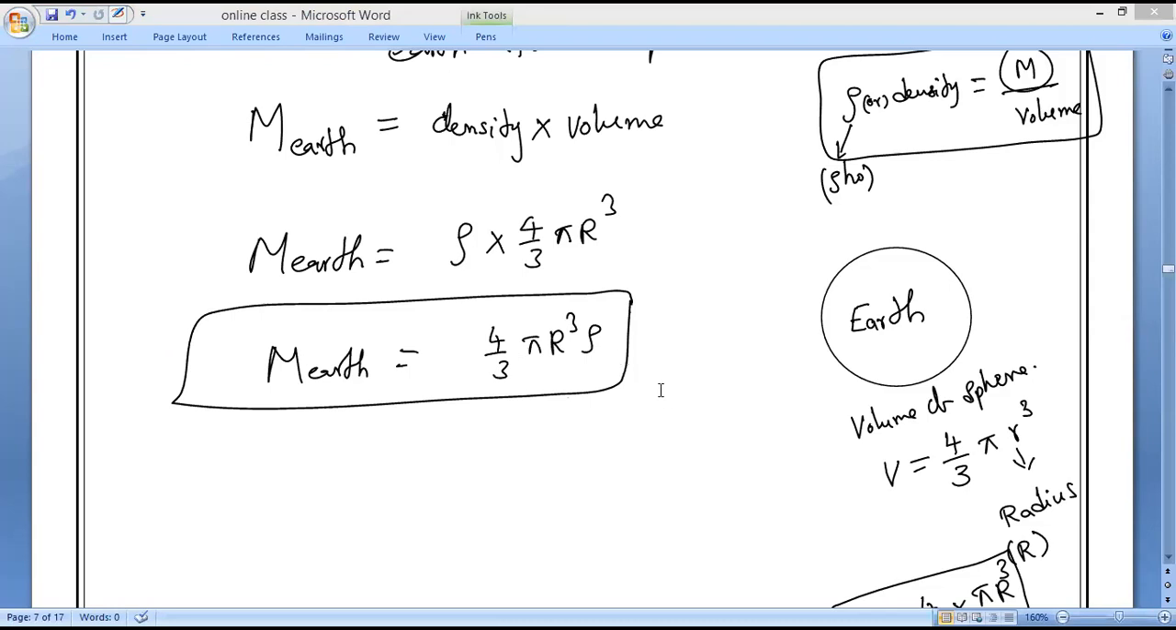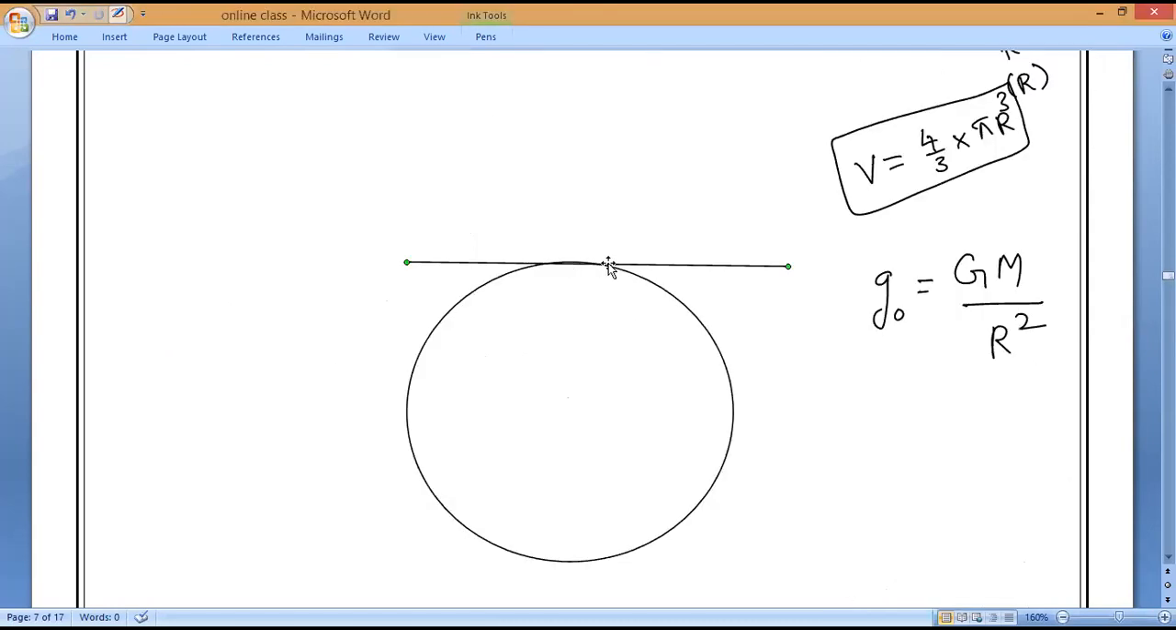Are you clear? Now, I am at the surface. Johan and Gokul, at the surface, what is the formula? g is equal to g. Yes, Gokul. At the surface, g = g0 into (1 minus 2h by R). Yeah, very good.